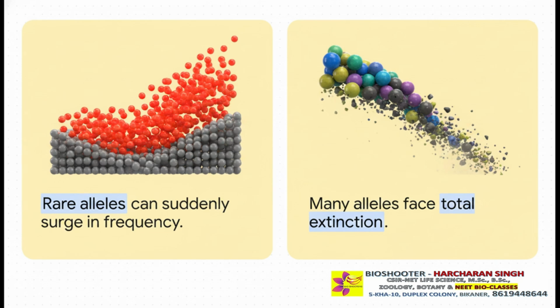On the flip side, many super common alleles from the parent population might face total extinction in this new colony, simply because none of the founders brought it with them. It's a massive reshuffling of biological probabilities.